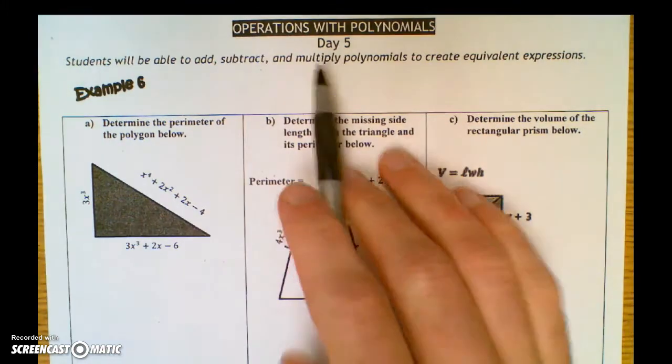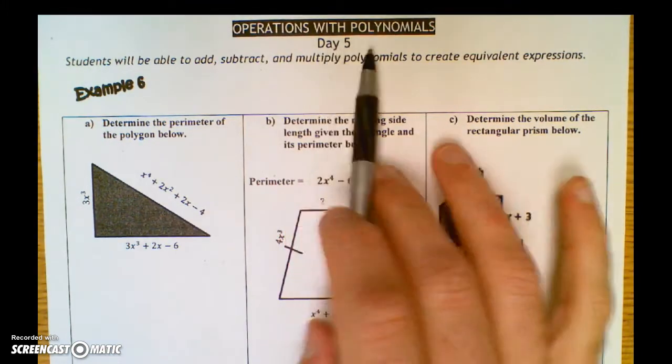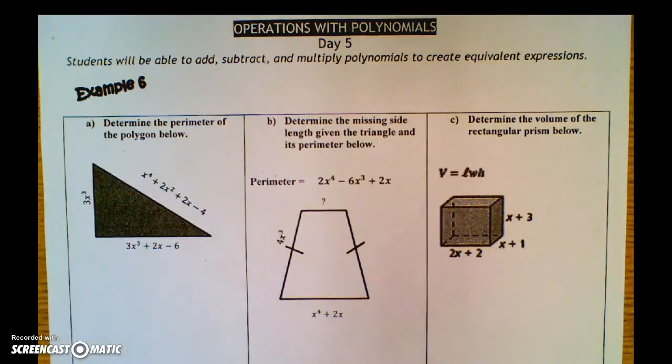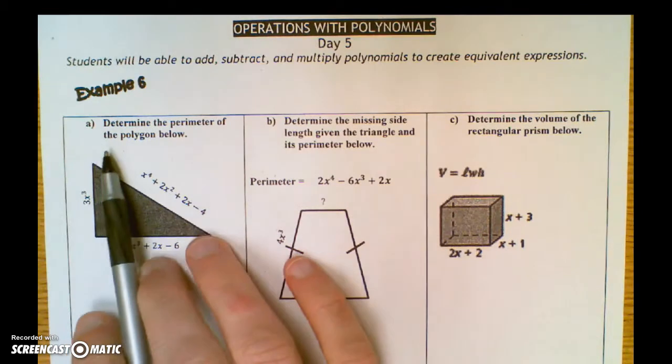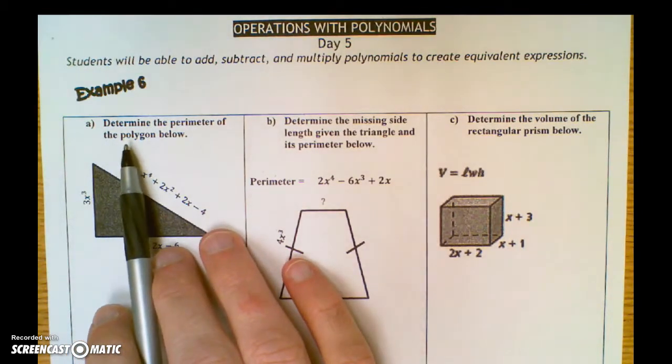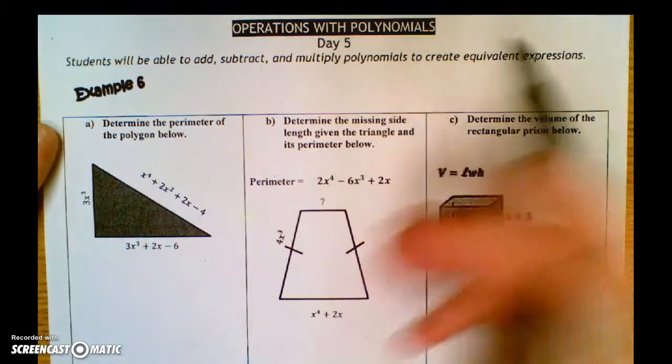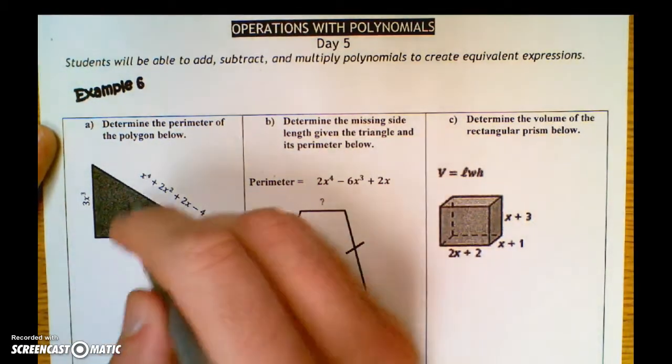Alright, now we're on to day 5 of Unit 3, Polynomials, and today we're going to work with operations of polynomials. So we're going to take a look at example 6 and example 7. This first one just asks you to find the perimeter of the polygon below. Remember, perimeter is when you just take the sum of the sides. So all you have to do is add these numbers together.